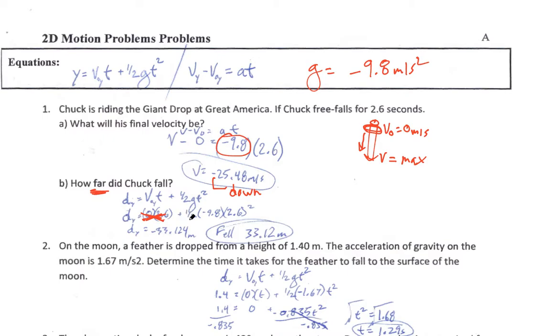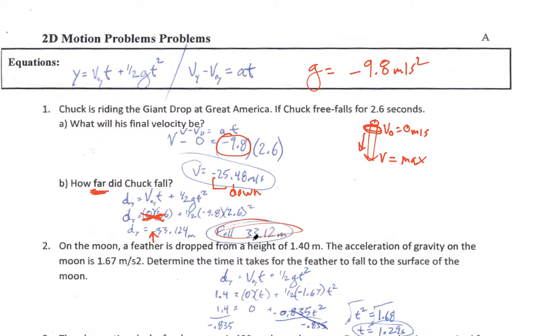And then 1/2 is always going to be part of the equation, right? Negative 9.8 comes again from my gravity, and then this 2.6, remember, it's got to be squared because that's part of our formula. After we go through and do the math, we come out with negative 33.124 meters. Well, did he fall negative 33.124 meters? No, the negative means that it's falling. So he fell 33.12 meters. The reason that it's not negative is because you don't fall negative. The negative just represents that he's going down. So he went down 33.12 meters.